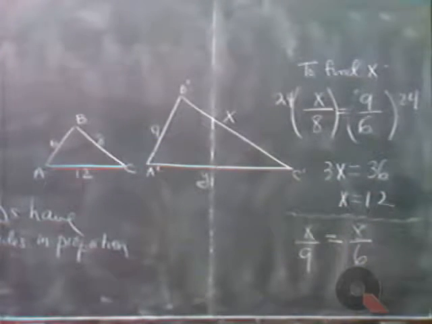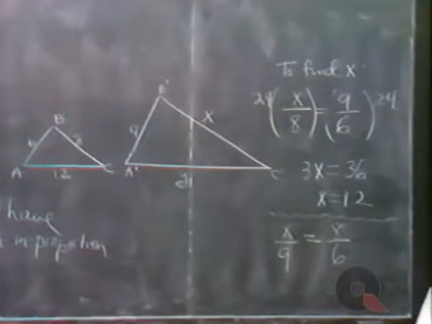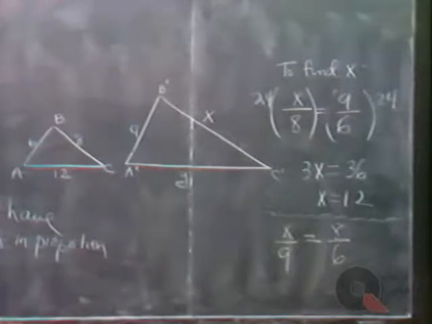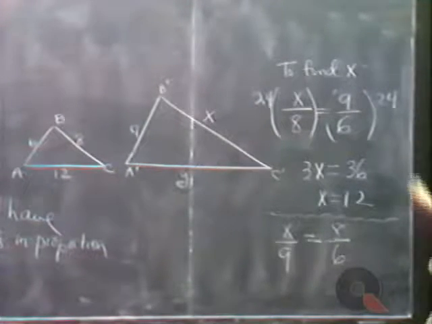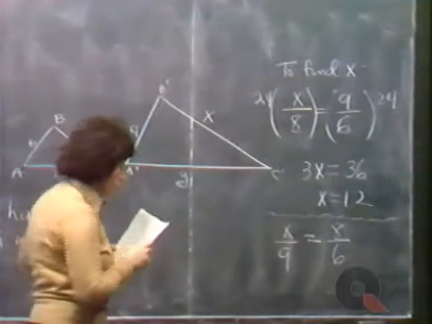If you were to multiply both sides here by the lowest common denominator, which is 36, you would also get x equals 12 as an answer. So we were able to find x. Now let's try to find y.